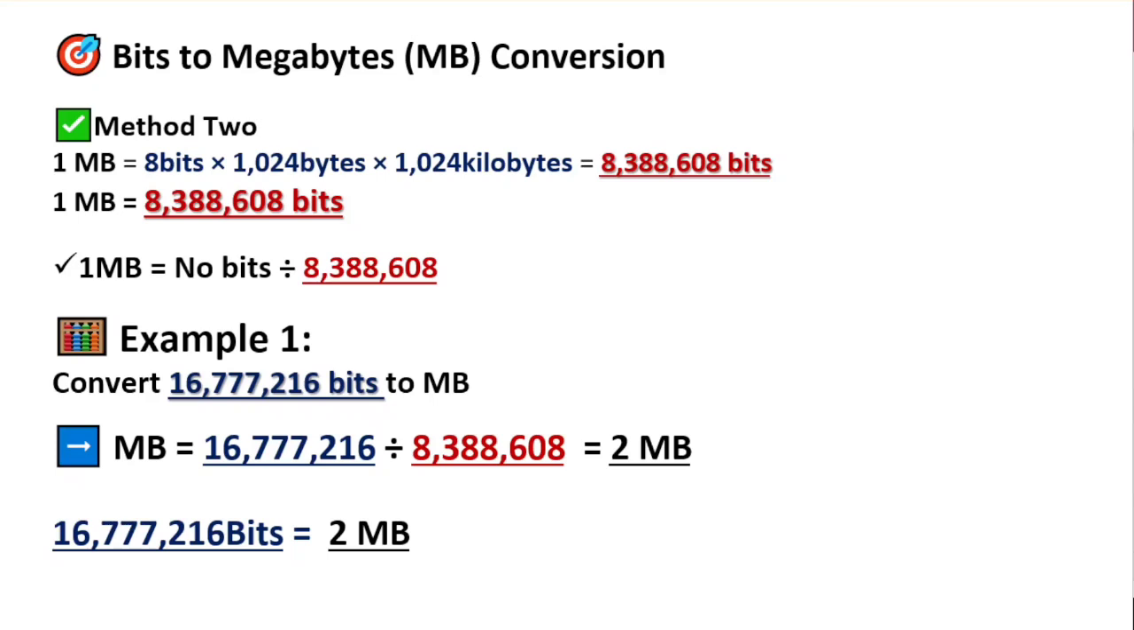So now this is our previous example here. Convert 16,777,216 bits to megabytes. What you just have to do is to divide this number here with 8,388,608, which will give us 2 megabytes. So it's also still the same thing with the previous set, but this one is a little bit short. You just have to remember this particular number and you divide it with whatever number they said you should convert to megabytes.